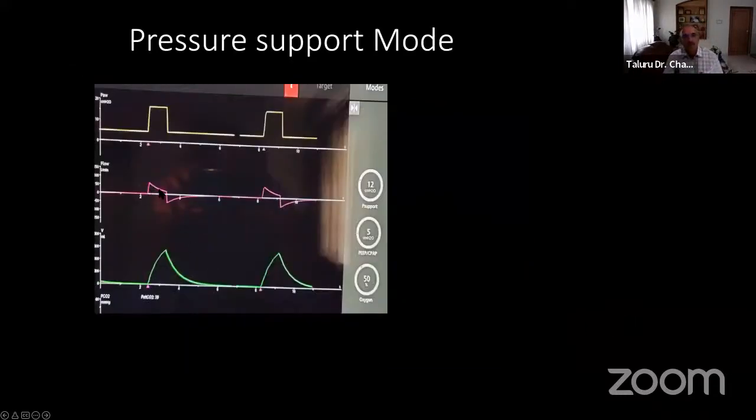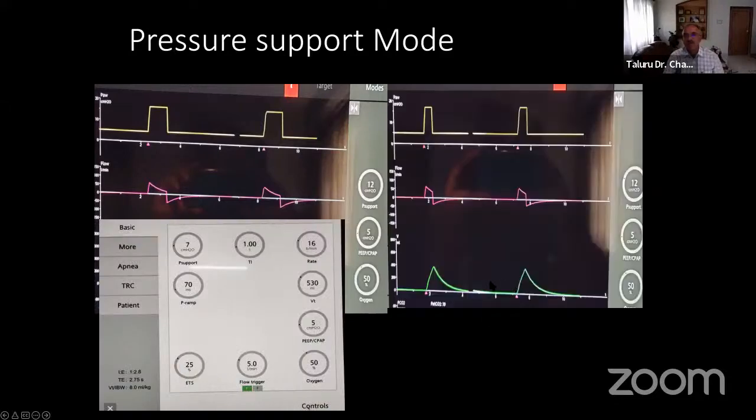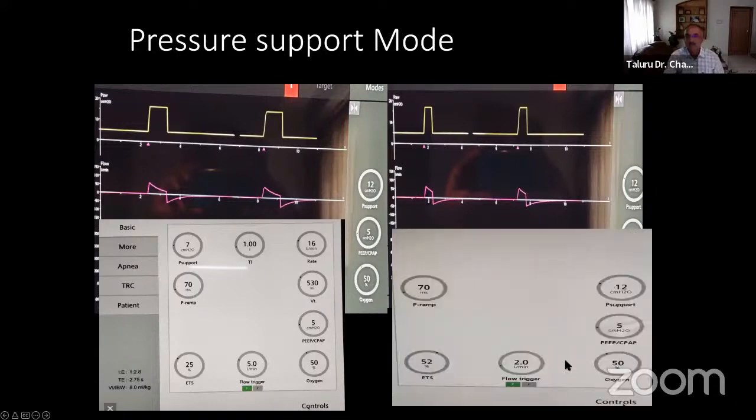See here the flow versus time scalar. Okay, I have set it to something. Now see here, I have set it at 25. Now you see the trigger. What is the inspiratory time here? See what I have done. I have made it 52.